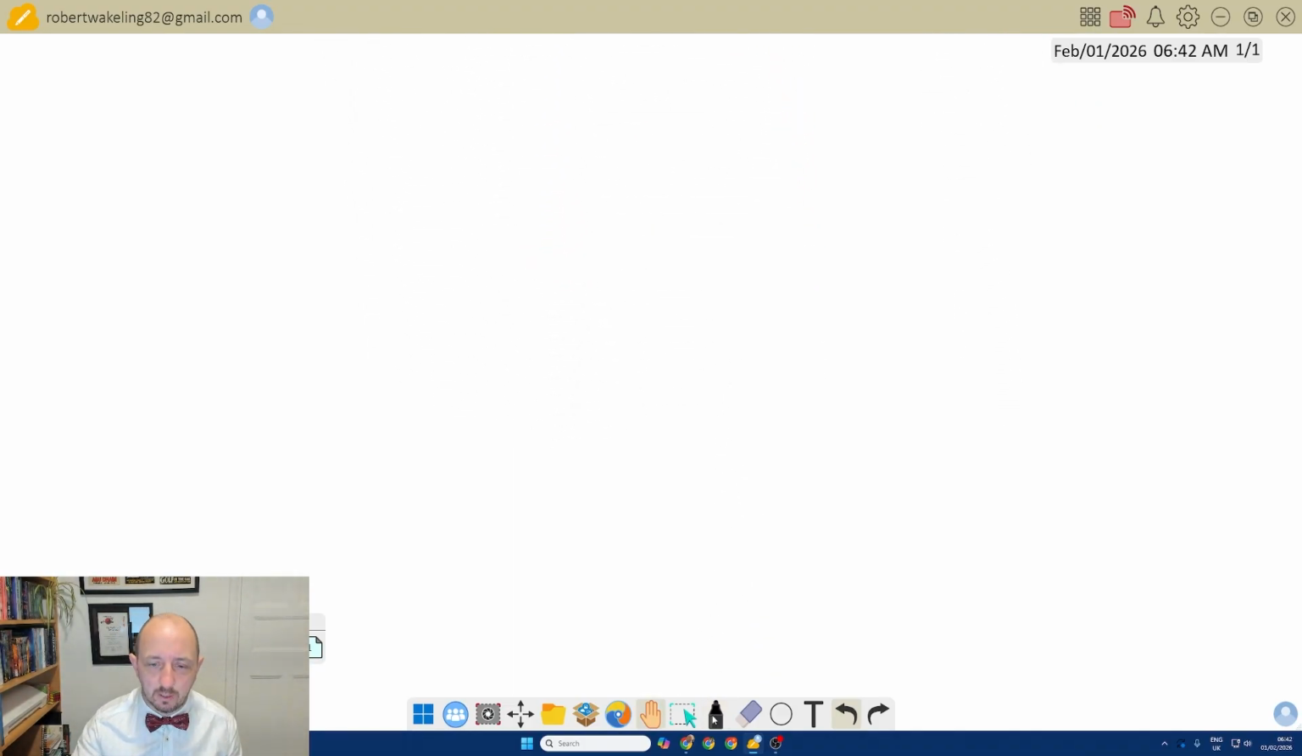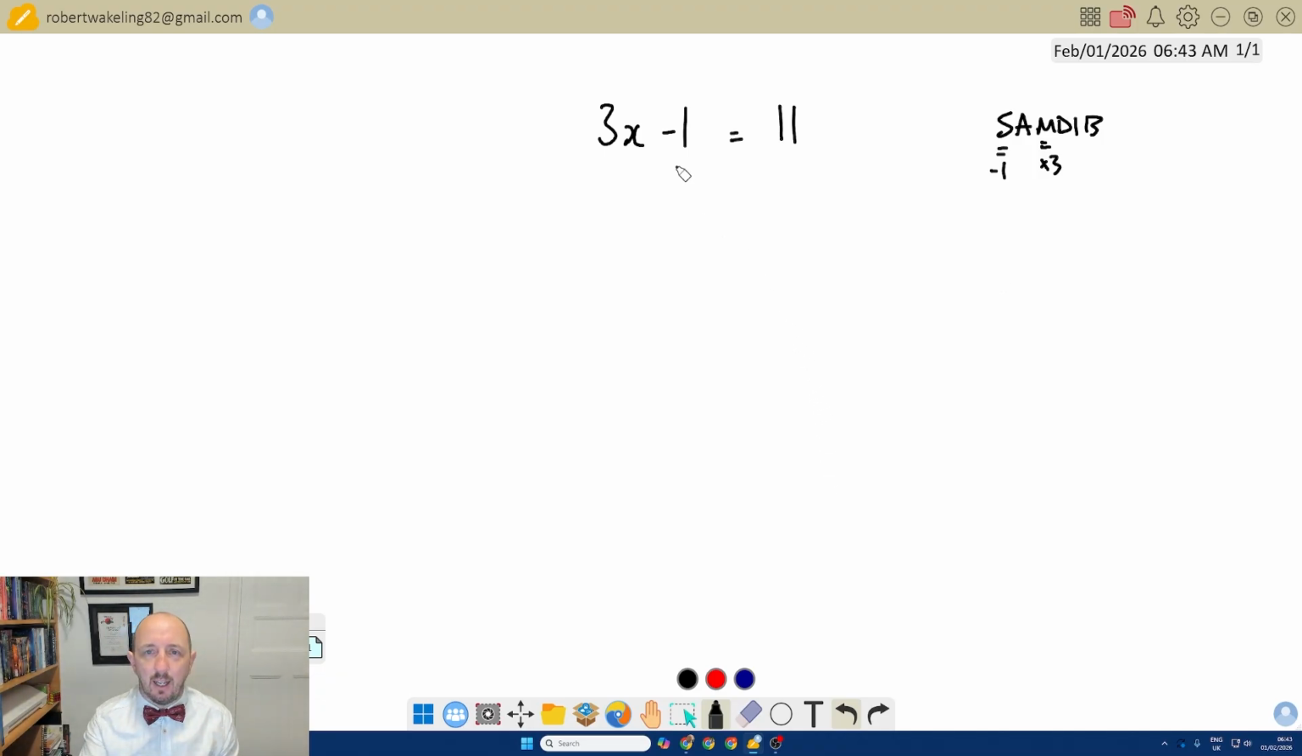Okay, let's try 3x minus 1 equals 11. Okay, SAMDIB. We've got times 3 and subtract 1. So we've got a different letter here. So take away 1. And we're going to reverse the process. So the opposite of minus 1 is plus 1. 3x. These two cancel. And 11 plus 1 is 12. So we've done that one.